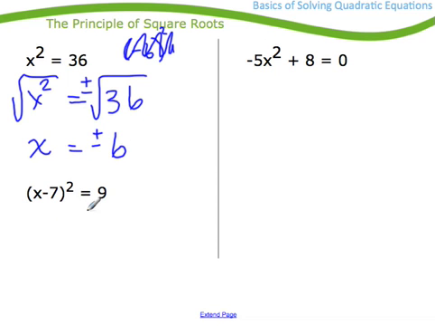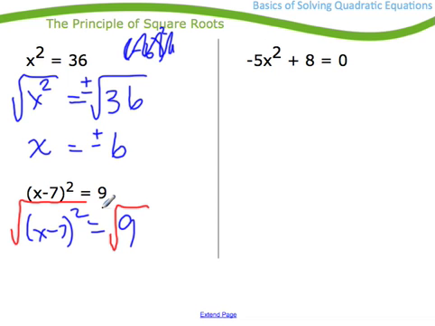Here's another example where I could use the principle of square roots. Well, let me write it over again. X minus 7 squared equals 9. So I will square root this side, and I'll square root this side, making sure I put a plus or minus in there. A lot of people forget that plus or minus. Don't you forget it. Okay, so when I square root, the square and the square root cancel out, so I'm just left with x minus 7 on the left side, and then on the right side I have plus or minus square root of 9, which is 3.